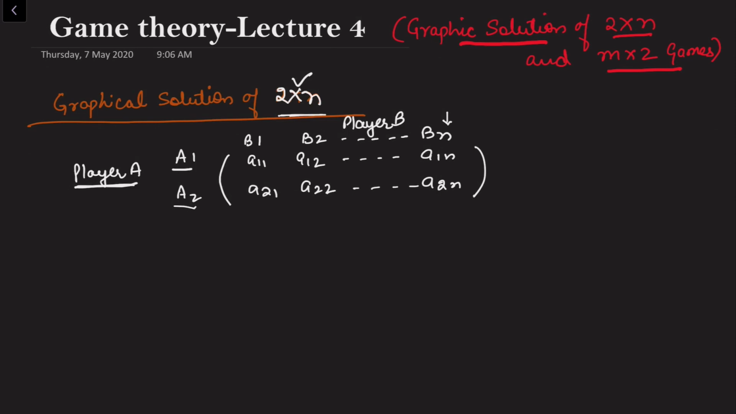And again, because we are not talking about the saddle point, I am going to consider now the probabilities attached with this. Suppose that the first player comes with a probability P1 and the second with a probability P2, and on this side there are probabilities Q1, Q2, up till Qn.